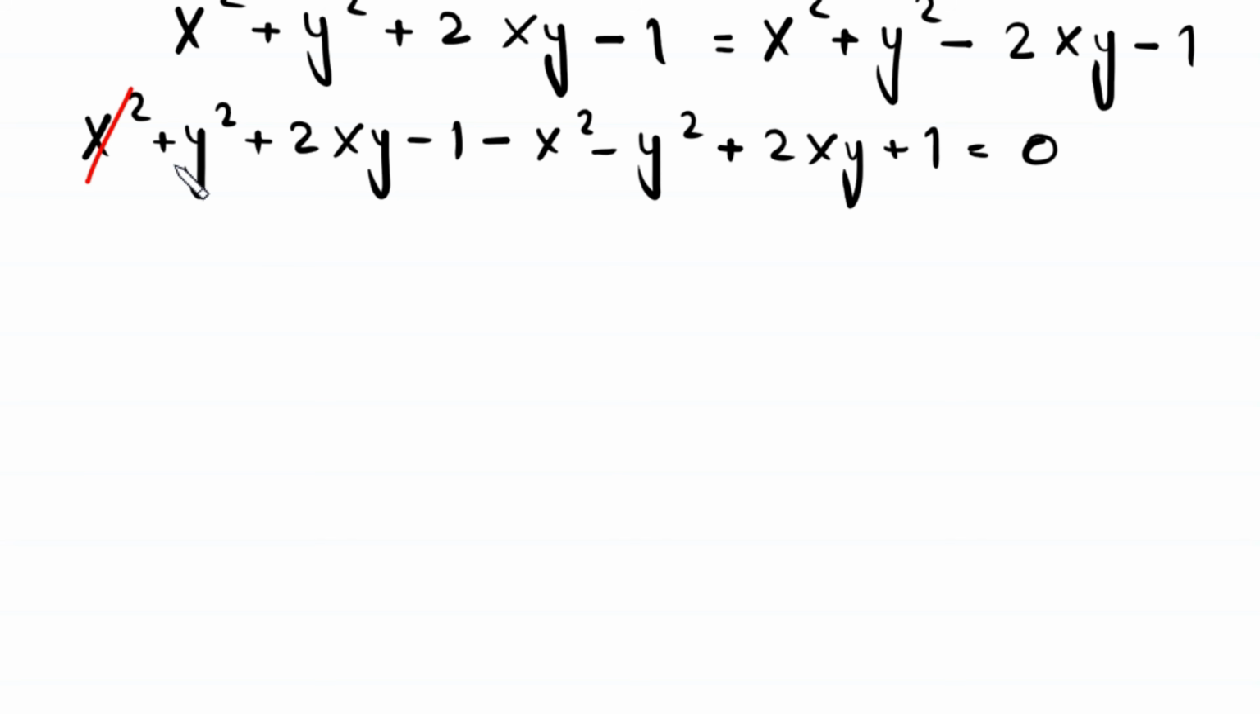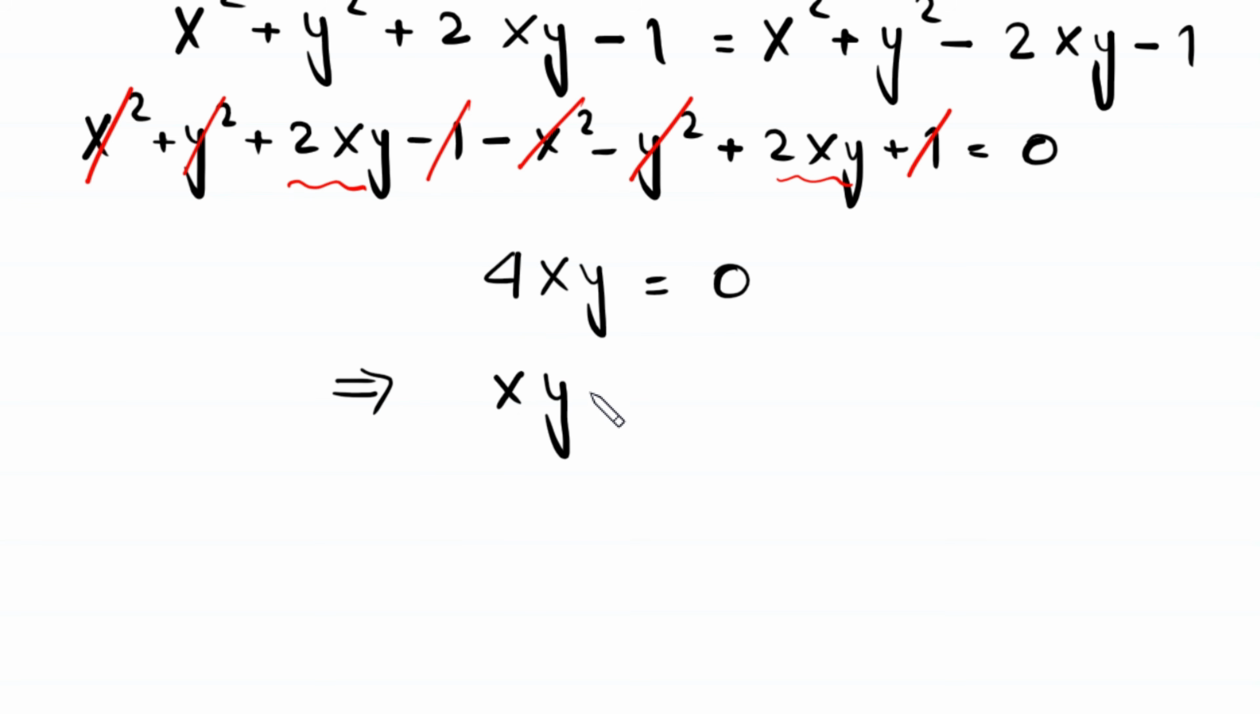This x squared will be cancelled with this negative x squared, and y squared will be cancelled with this negative y squared, and negative 1 will be cancelled with this positive 1, and this 2xy plus 2xy will become 4xy equal to 0. If we divide both sides by 4, this implies that x times y equal to 0.